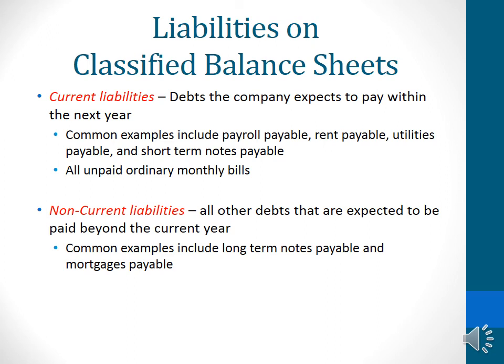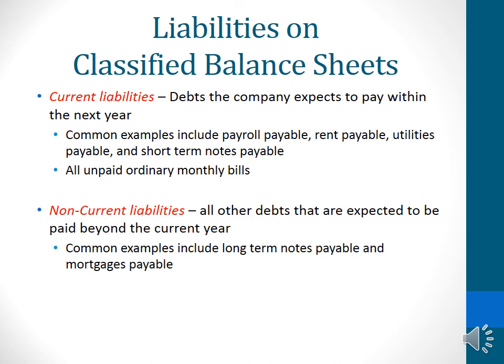So let's move on now to liabilities on the classified balance sheet. Current liabilities are the debt the company expects to pay in the next year. We expect to pay our payroll. We expect to pay our rent. We expect to pay our utility bills. We expect to pay short-term notes that are due within a year.